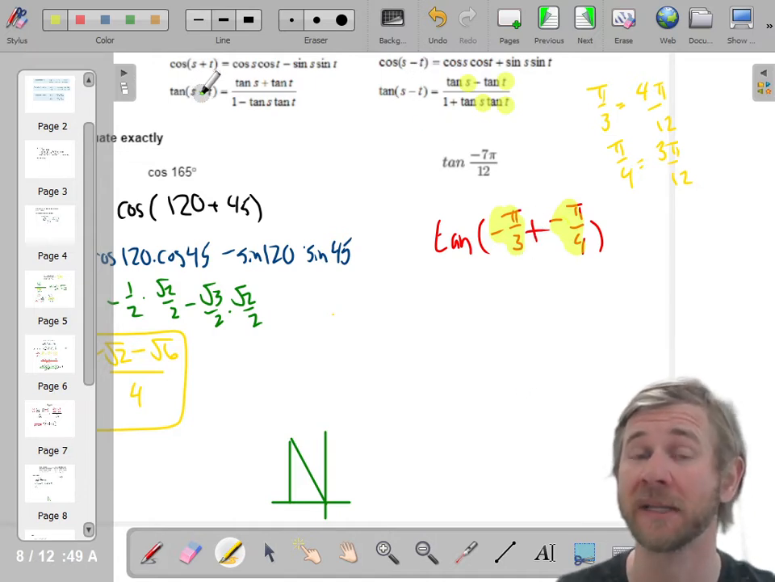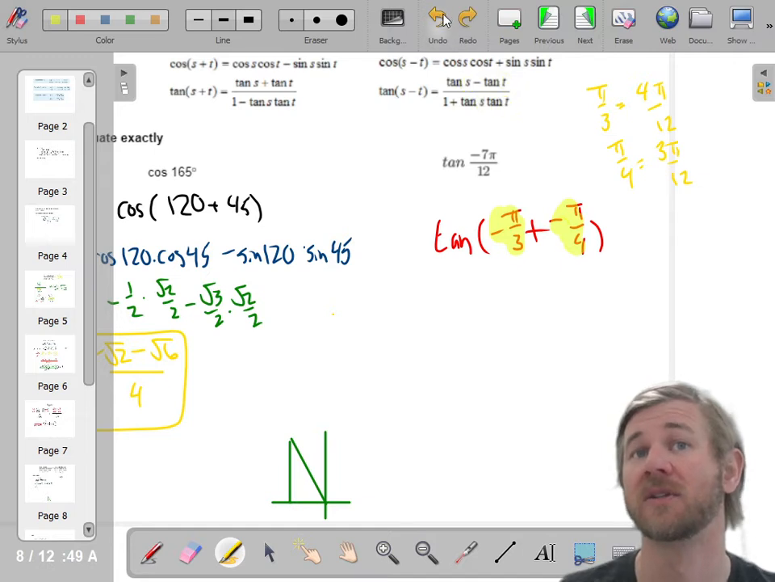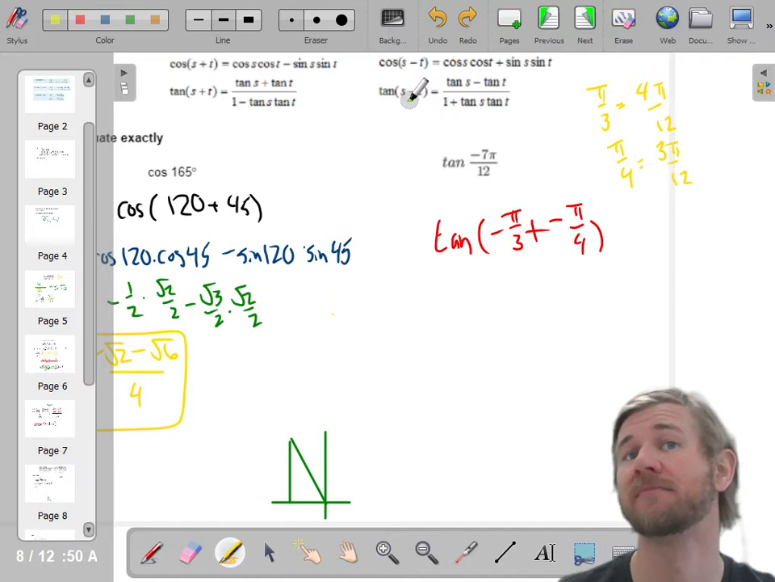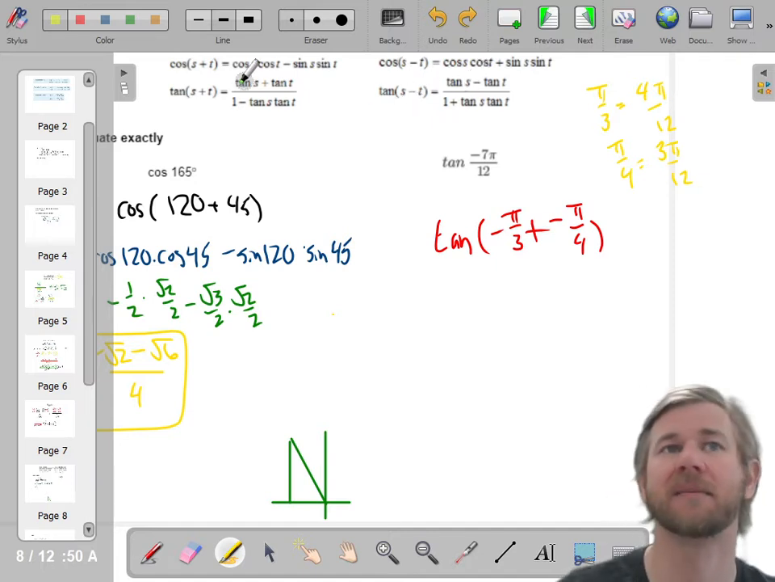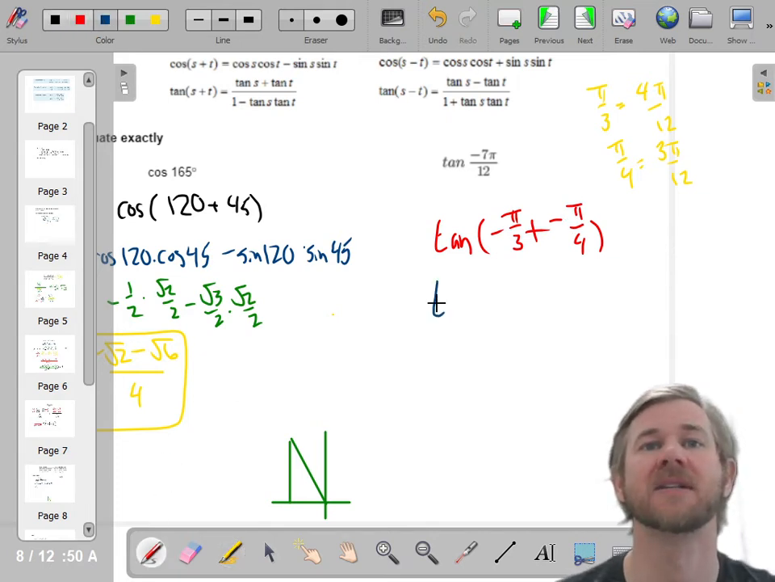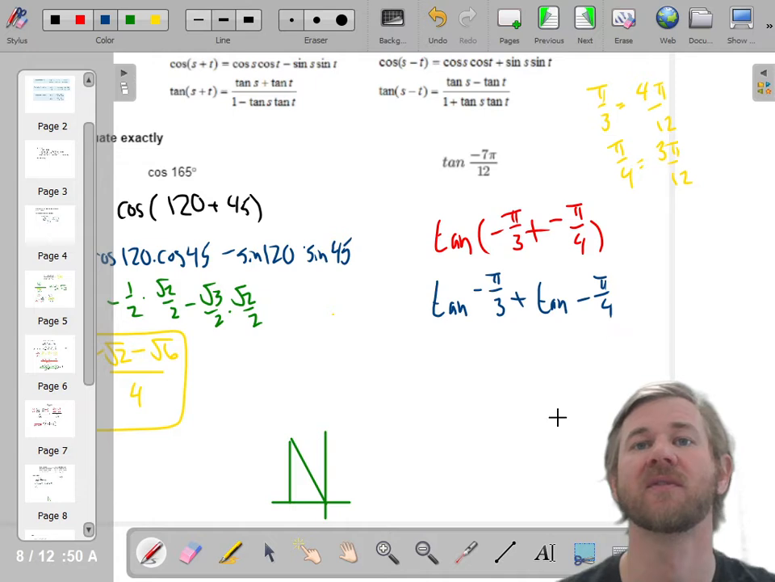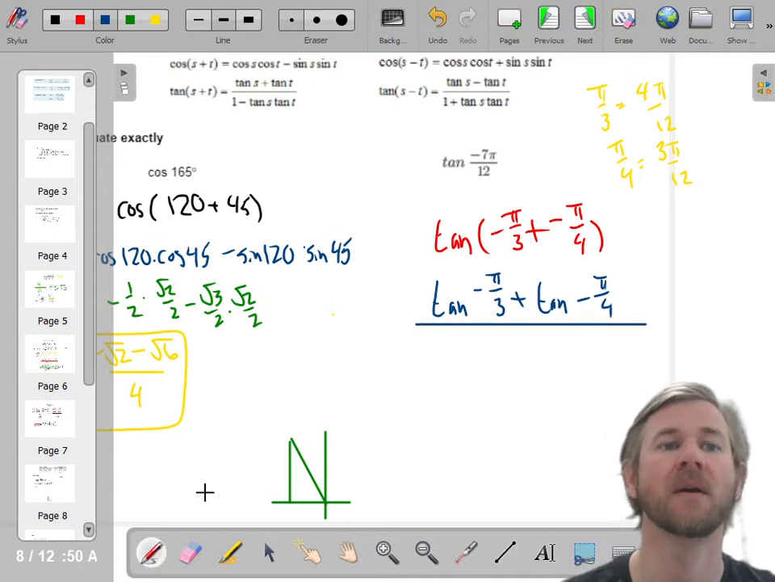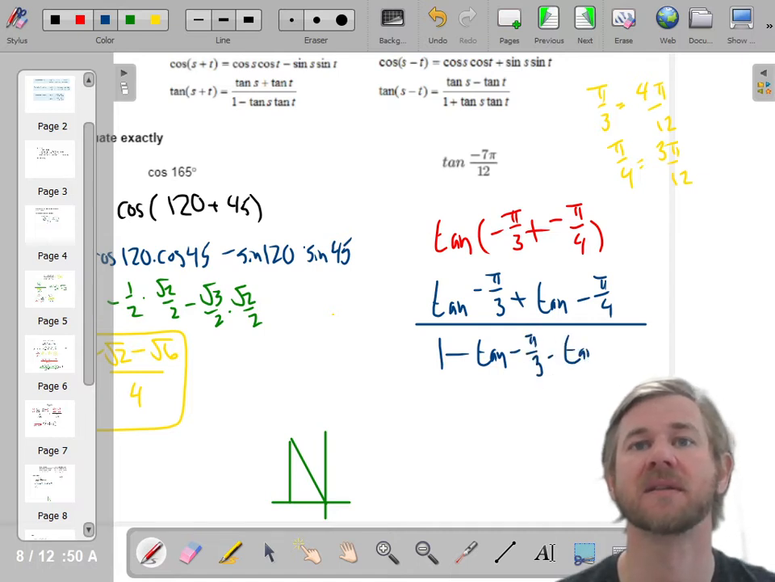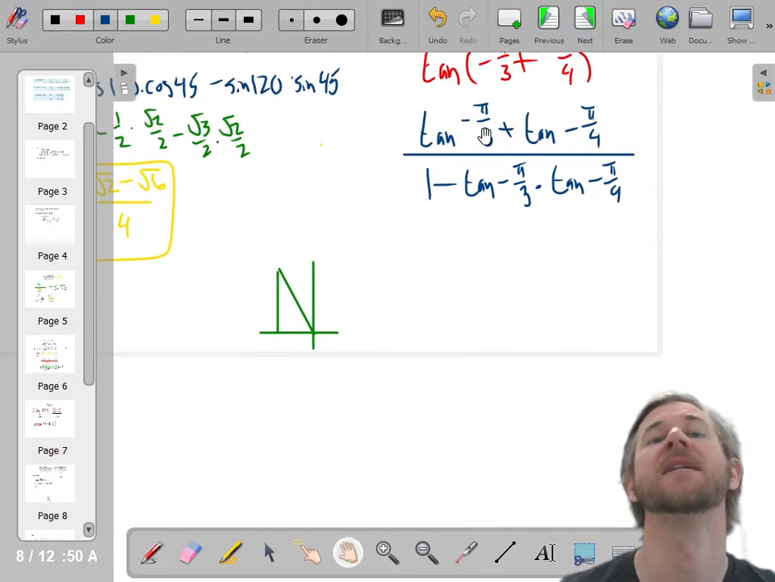So I'm going to use actually this formula, but my angles are negative, which is kind of tricky. And like I said, you could use the subtraction formula and then just make the first angle negative, but I think it makes the most sense for me to make both angles negative. So when I use my formula, I'm going to say the tangent of the first angle, which is negative pi over 3, plus the tangent of the second angle, which is negative pi over 4, over 1 minus the tangent of negative pi over 3 times the tangent of negative pi over 4. That's times. Okay. So you just got to remember that we are dealing with negative angles.